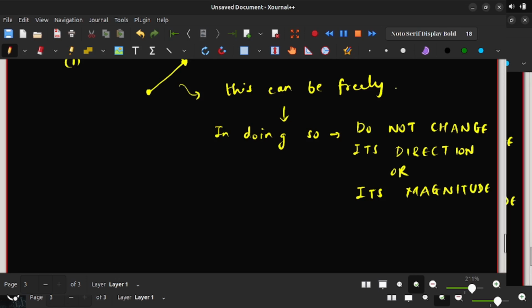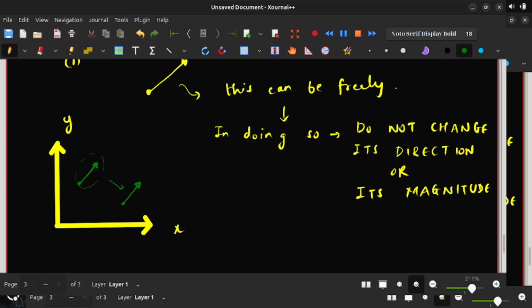So let's say you have a vector like this. This is my coordinate system. You have the y-axis, this is the x-axis. You have a vector like this, and you can take this vector and place it here. You can do so, but don't change the magnitude or the direction. This is a vector, then this is also a vector. You can place it here, you can keep it. You can move them freely. This can be freely moved.